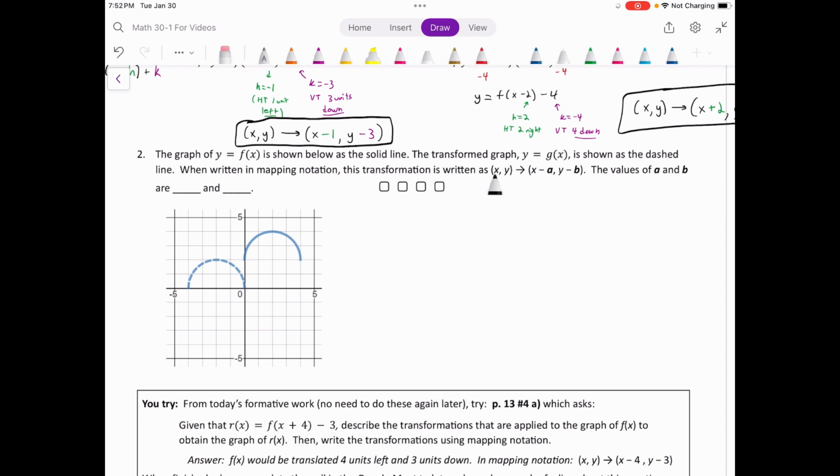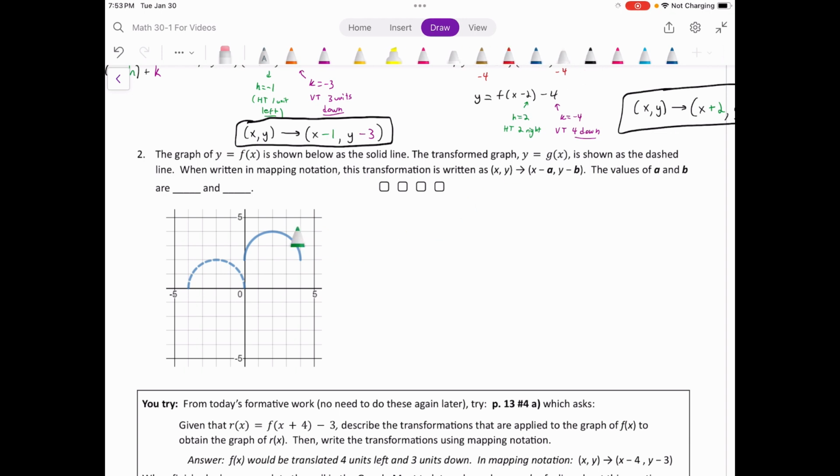In mapping notation, if this became x minus a, we're subtracting whatever a is from every x value. And then similarly, it's been shifted down by whatever b is, right? Because it's y minus b. So that's a nice little hint they've given us. Can we figure out what a and b are? Well, let's look at the graph.